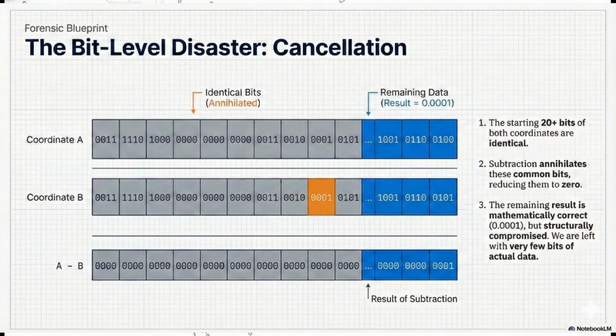Now let's zoom in to the bit level and see the crime as it happens. Look at this. All these bits at the front of our two numbers, they're identical. So when you subtract them, they just annihilate each other. Poof, wiped out. All that's left is this tiny little fragment of a number from the very end. The number that's left over might be mathematically correct, but it's a ghost. Its internal structure has been completely devastated.